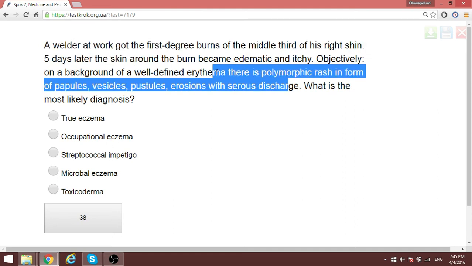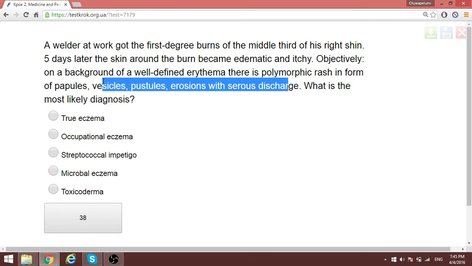So together with all these discharges, pustules and everything, this is an infectious complication, and the best answer, since it's 5 days after the major burn, is microbial eczema.